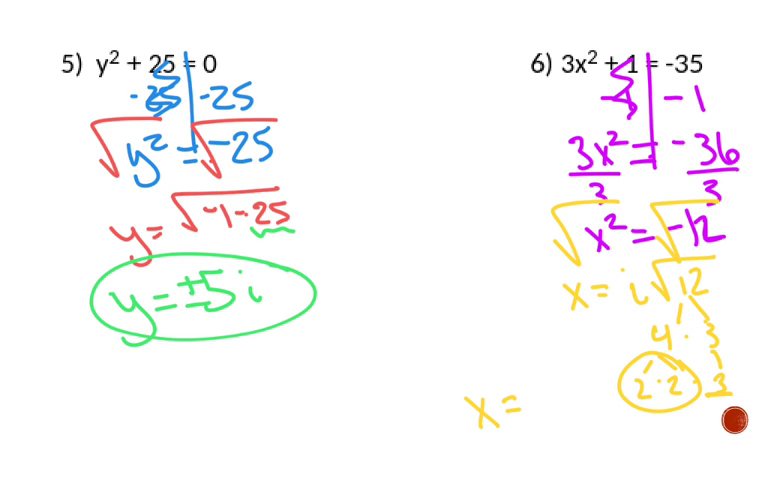So x equals, pair of 2's goes on the outside with our plus or minus in front. I'm going to bring down my i right beside my 2, and then what's left over goes underneath the square root sign, which is 3. So x equals plus or minus 2i times the square root of 3.